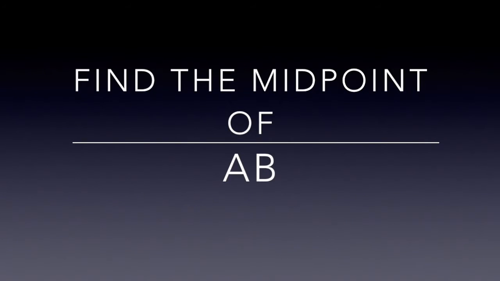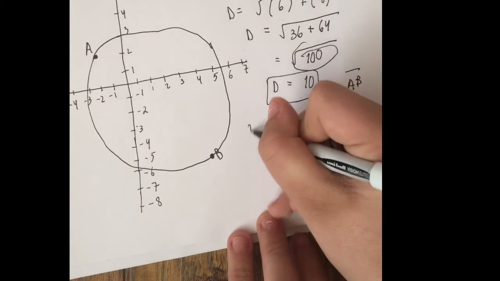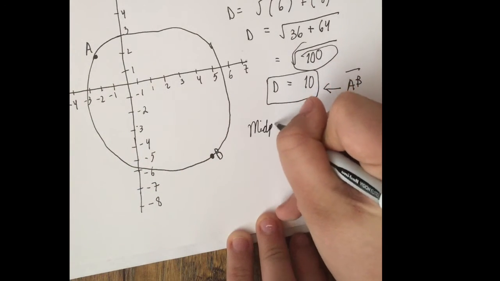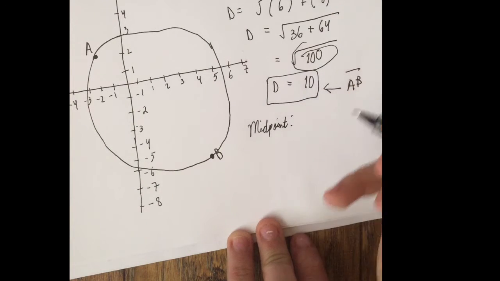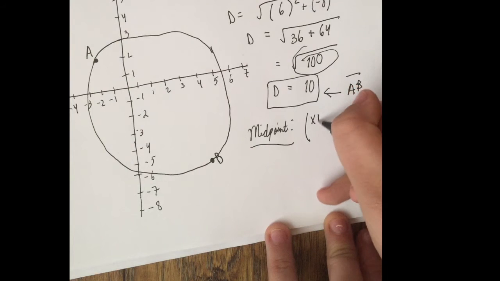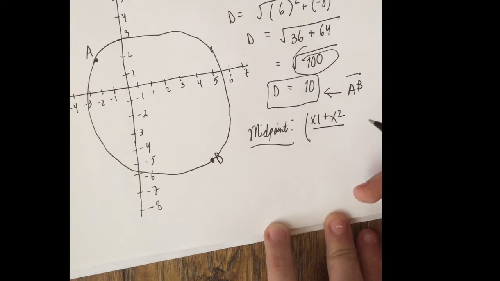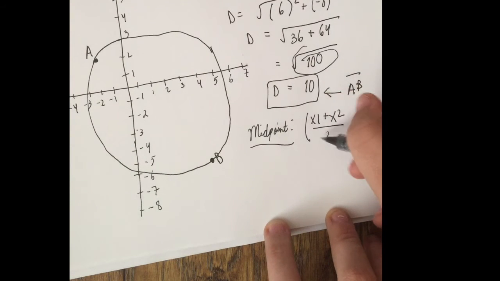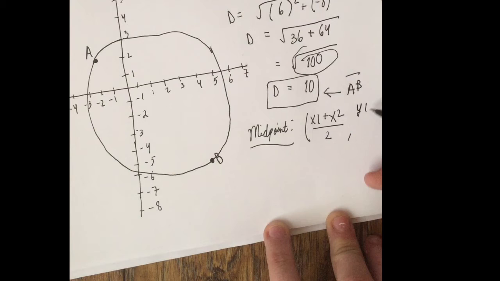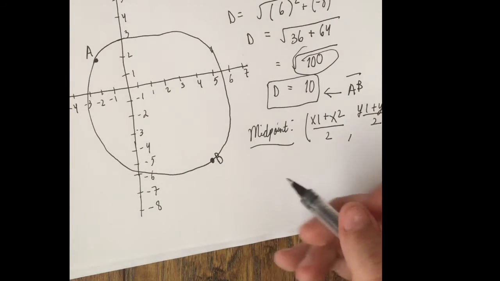Find the midpoint of AB. The midpoint formula is as follows. x1 plus x2, regardless of the order, divided by 2. That's one coordinate. y1 plus y2 over 2. And these are going to be your coordinates for the midpoint.